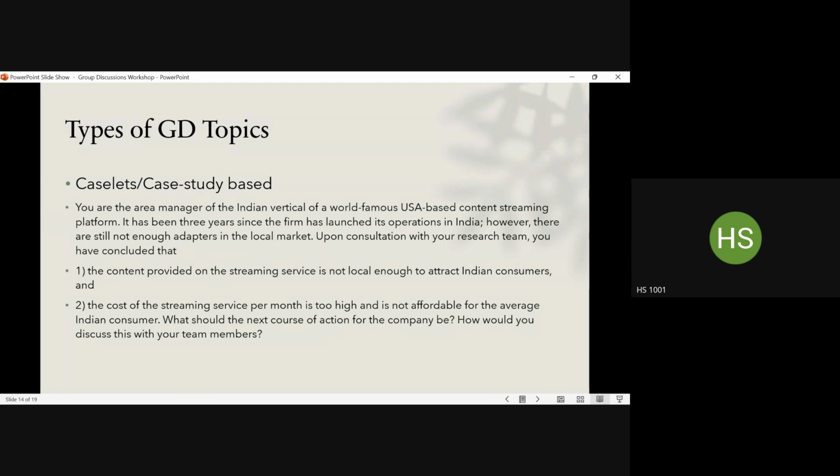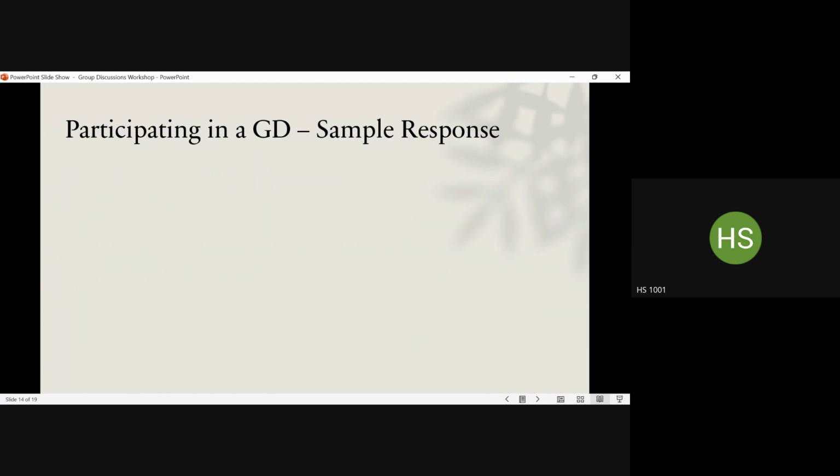Like we saw in the last case, we have a specific scenario here, a couple of problems that a company is facing. You're supposed to find a solution for this by discussing with your team members. Now, as usual, we need to find the core concerns of this case. When you look at the core concerns, we see that there are two major problems here: lack of local content and affordability. Content is not very relatable to the people here. It's also not very affordable to the people here.